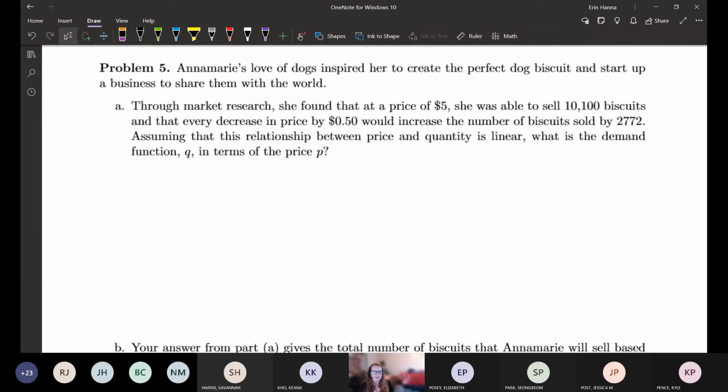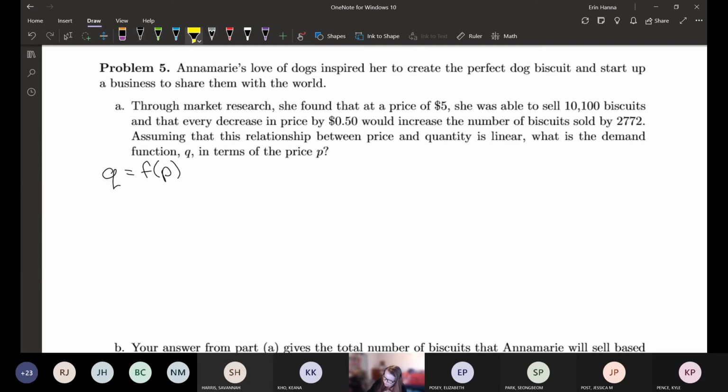So, Anne-Marie's love of dogs inspired her to create the perfect dog biscuit and start up a business to share them with the world. Through market research, she found that at a price of $5, she was able to sell 10,100 biscuits, and that every decrease in price by 50 cents would increase the number of biscuits sold by 2772. Assuming this relationship between price and quantity is linear, what is the demand function Q in terms of the price P? So Q in terms of P would be Q equals F of P.